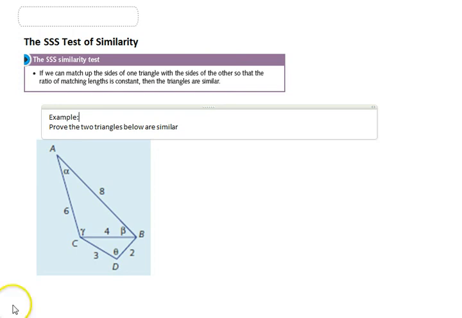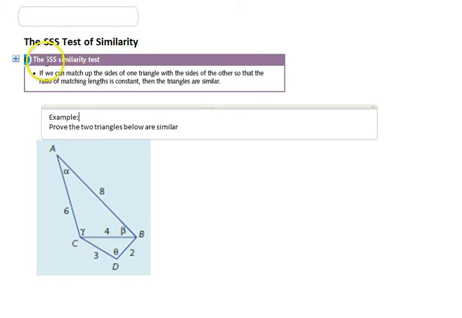Alright, so in this video we're looking at the third test of similarity. That is the SSS test of similarity. You'll hear some construction in the background. I'm just doing it in the middle of Nudgee during big construction season, so that's why you're hearing all of that.